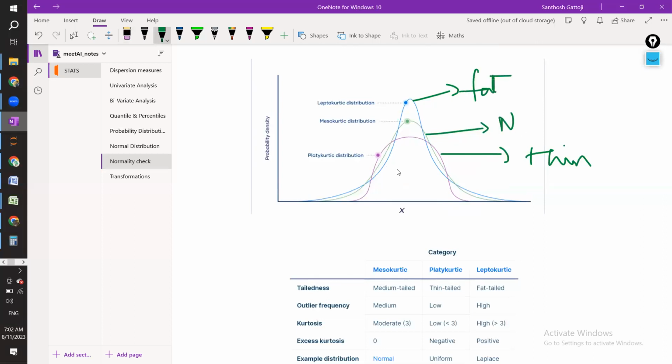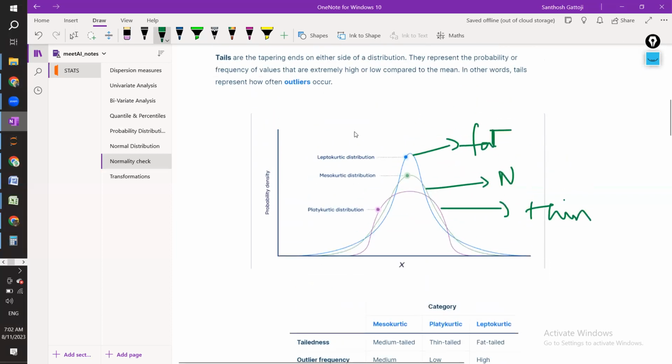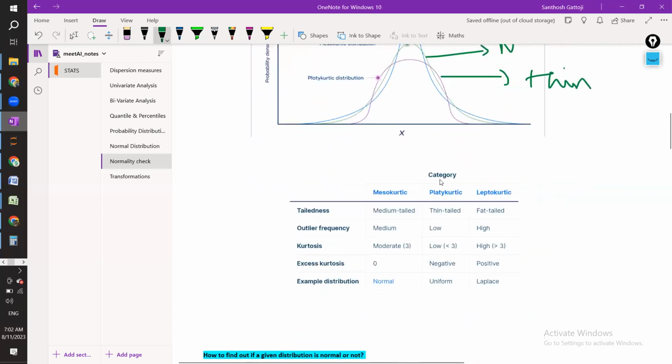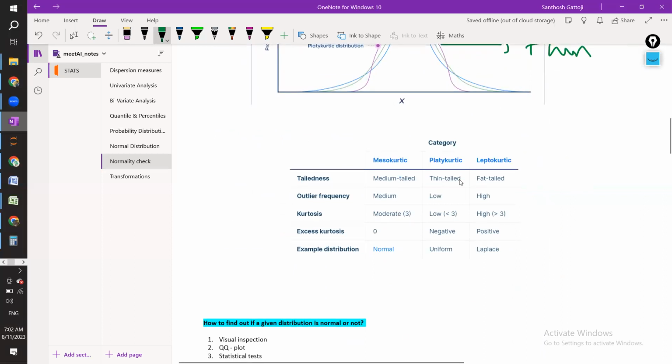Okay, fine. So just three things you need to remember. Meso, down you will have platy, thin tails. Above you will have lepto, fat tails. These are the three different distributions in kurtosis. There are different measures of how you can measure kurtosis, so I have given you the overview. As I said, you will have meso, platy, lepto.